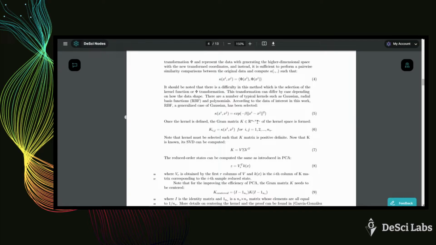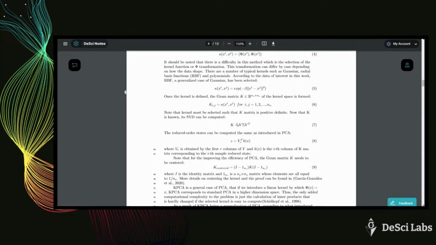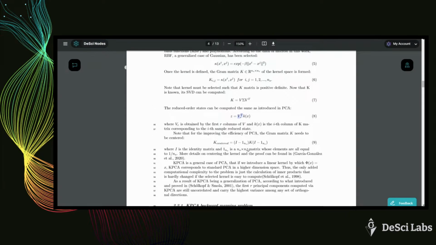And then we just use the same procedure. So we just calculate the singular value decomposition performed on this K matrix. And then, like before, we use the first R columns of this V to find our reduced order states. And I need to just mention a few things here.